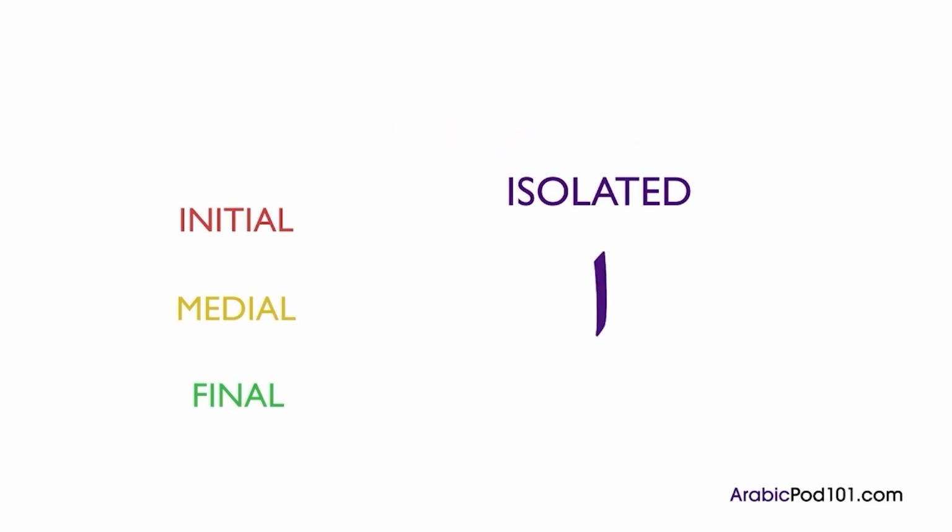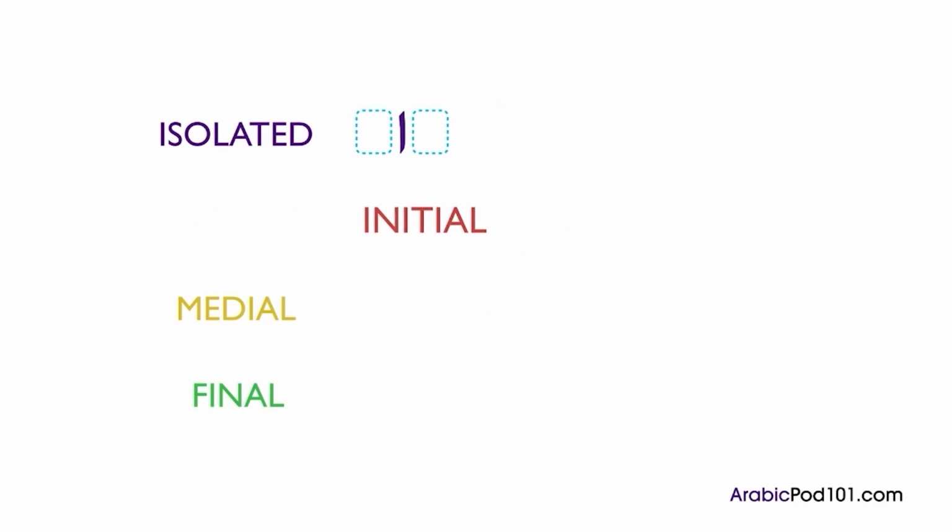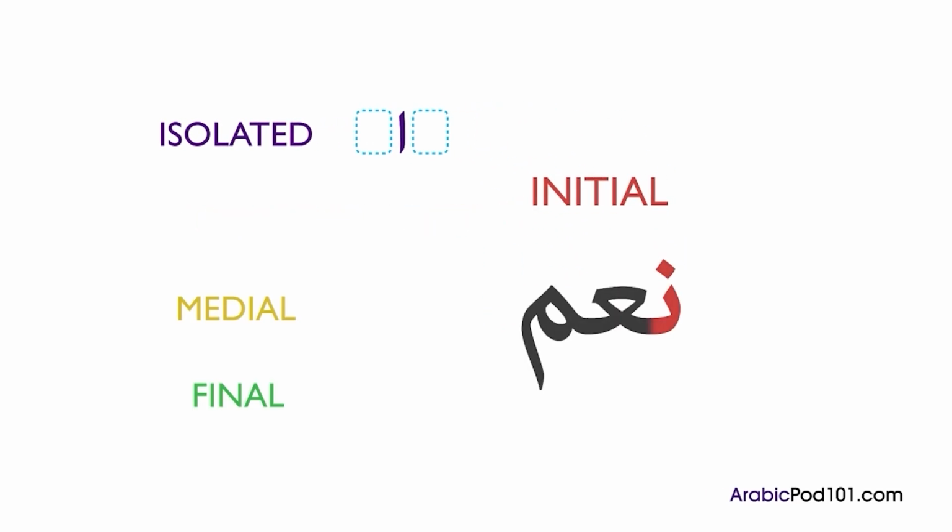Isolated means that the letter has no letters before it or after it. It's the standard form we learned just a few minutes ago. Initial means that the letter lies in the beginning of a word, so it's connected to the letter after it, but has no letters before it. Are you confused because the initial position connects to the letter to the left of it? That's because Arabic is written from right to left.